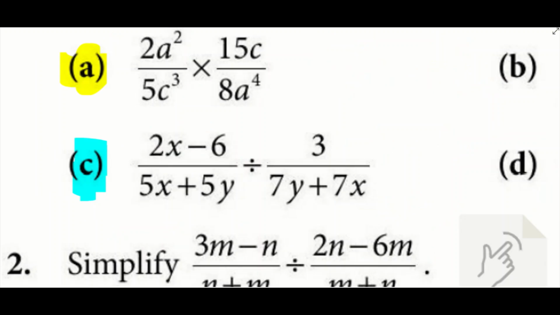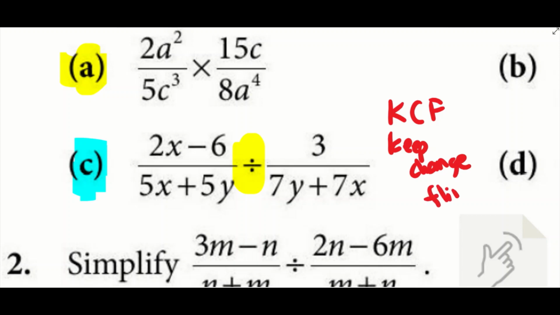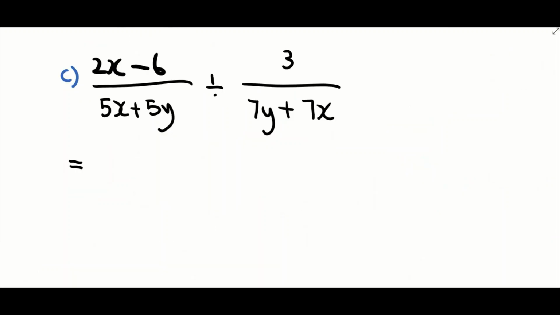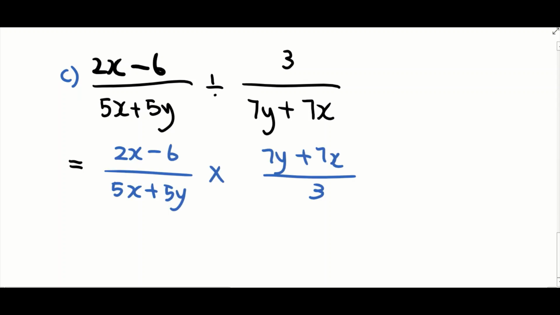So when we come to part C, if there's a division sign, take note that we learn this thing called KCF. Keep, change, and flip. So that we can change this to a multiplication sign and we will flip the second fraction. So first step, I'll do my KCF. Sometimes if you are lenient, we may give this as a marking point. So KCF will be useful.